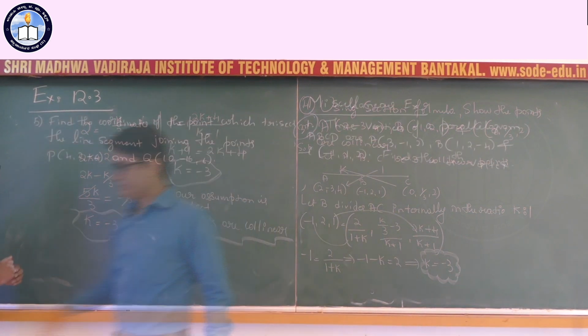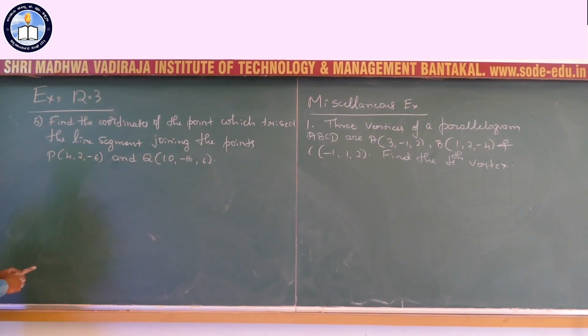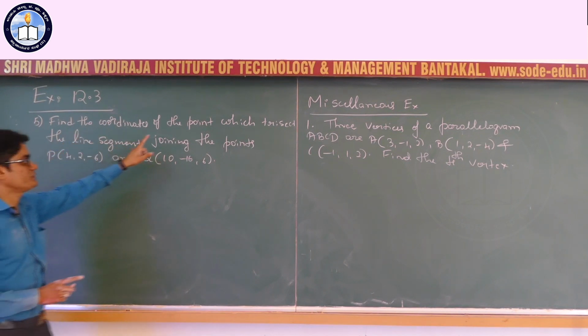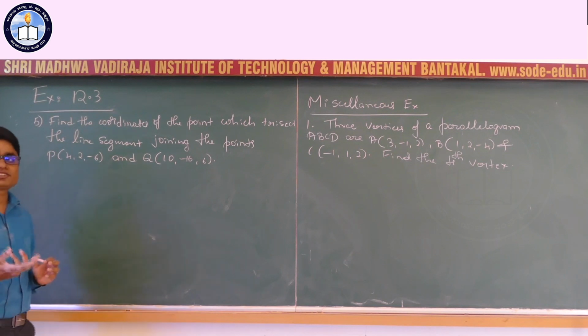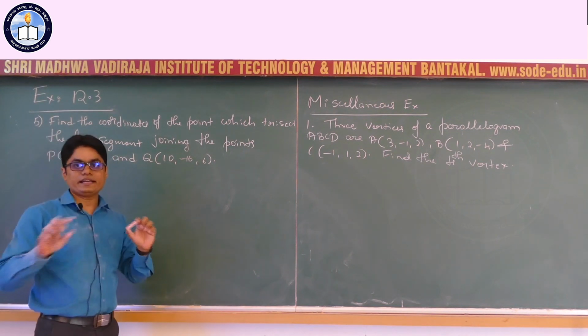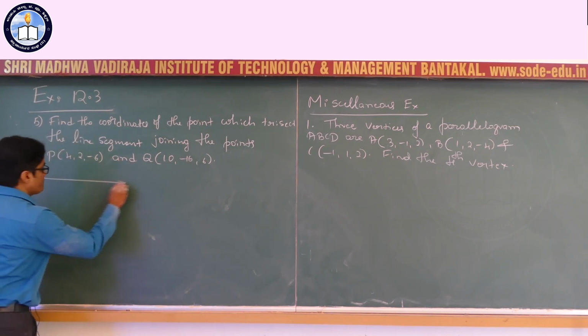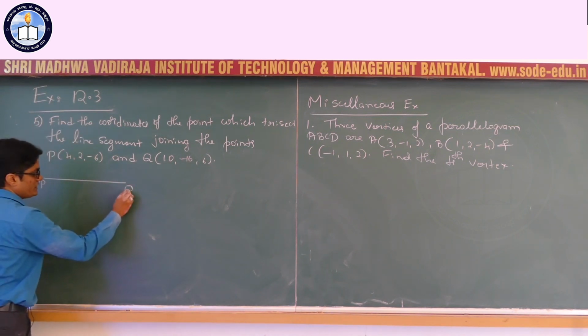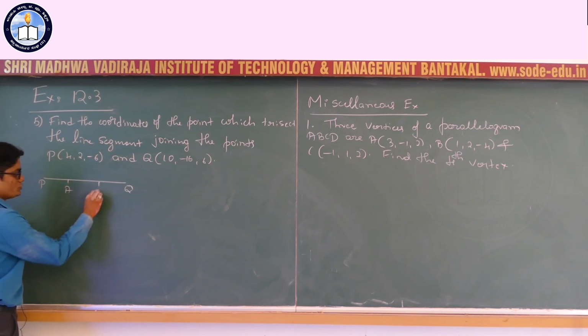This is the last question from the exercise. The question is as follows. Find the coordinates of the points which trisect the line segment joining the points. Trisection means dividing the line into 3 equal parts. So, P and Q are given here already. We are going to divide this into 3 equal parts. How many points are required? Yes, 2 points are required.